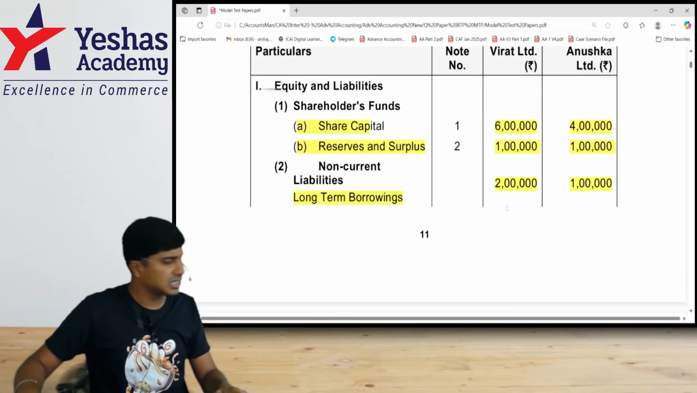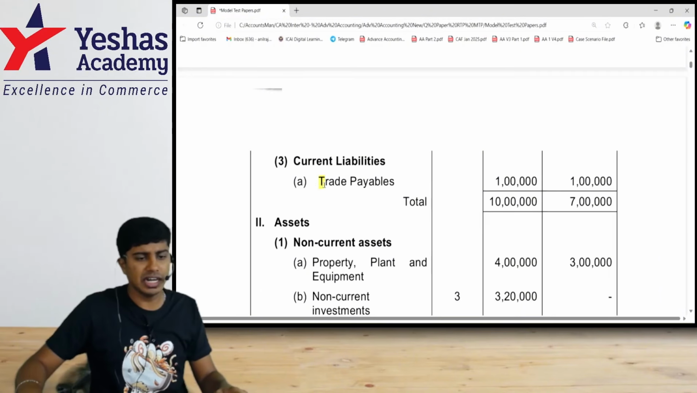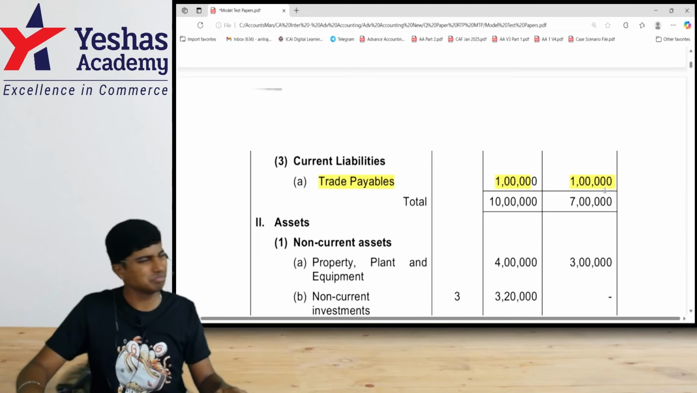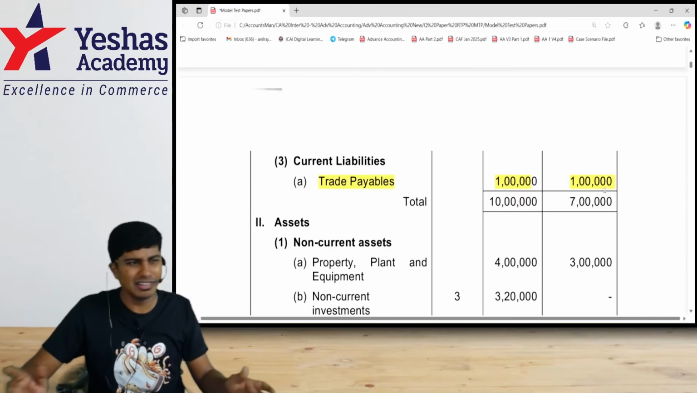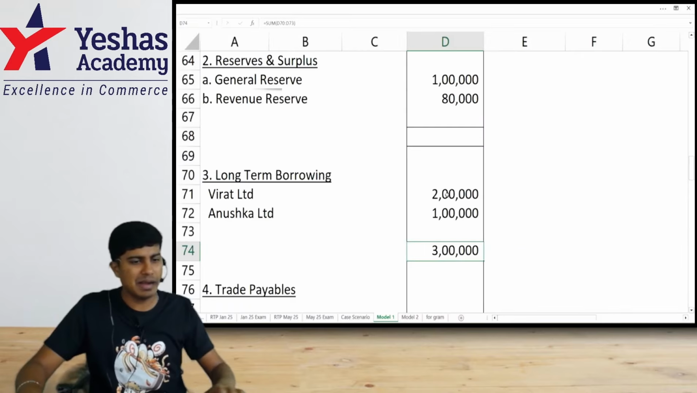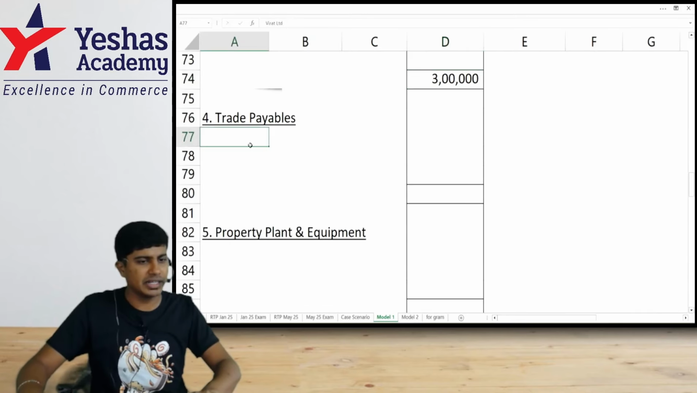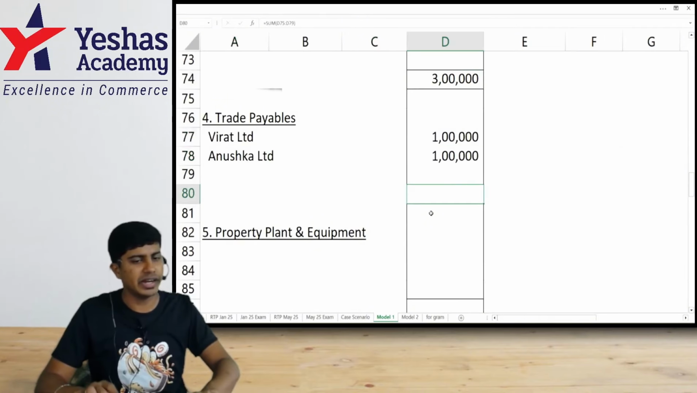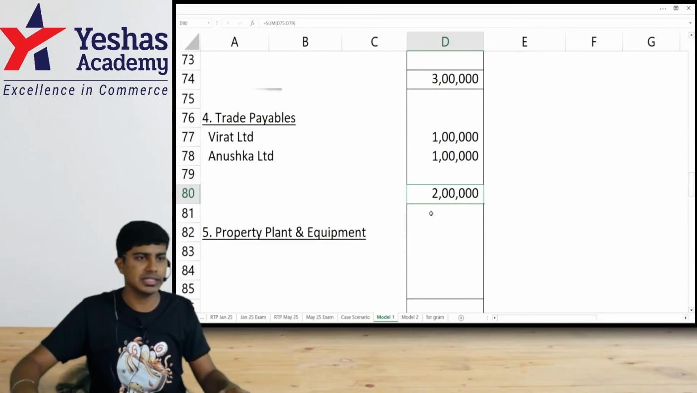Next item in the balance sheet after long-term borrowings is trade payables. My trade payables, that is of Virat Limited 1 lakh, that of Anushka Limited 1 lakh. Is there any mutual indebtedness? Unrealized profit? Nothing. This is a very simple, sweet, cute problem. 1 lakh plus 1 lakh. So I will write here trade payables. Virat 1 lakh, Anushka 1 lakh, putting it together 2 lakhs.